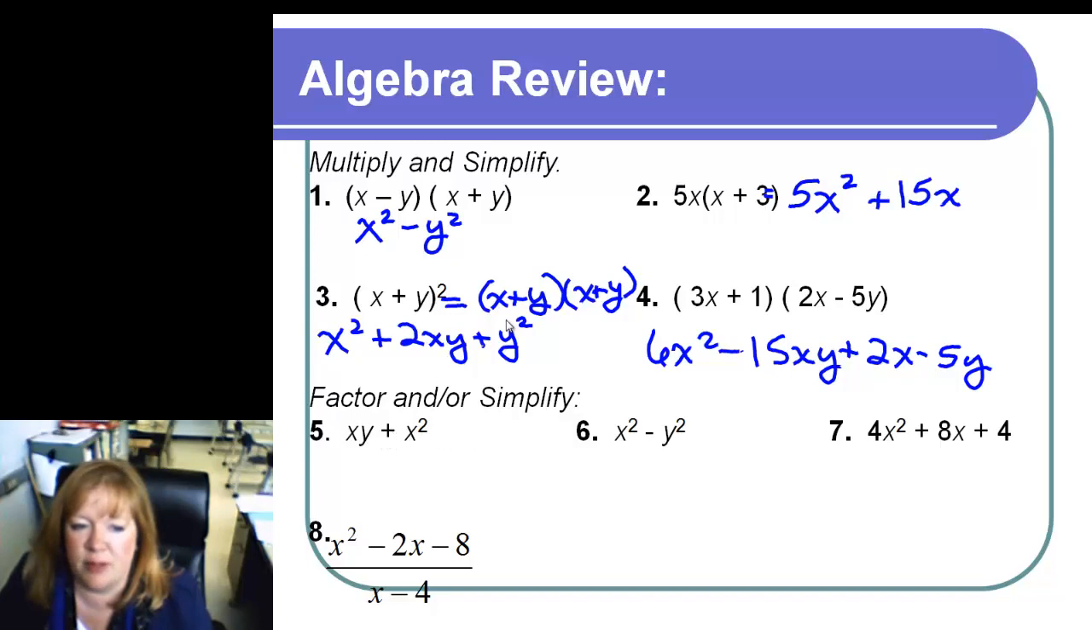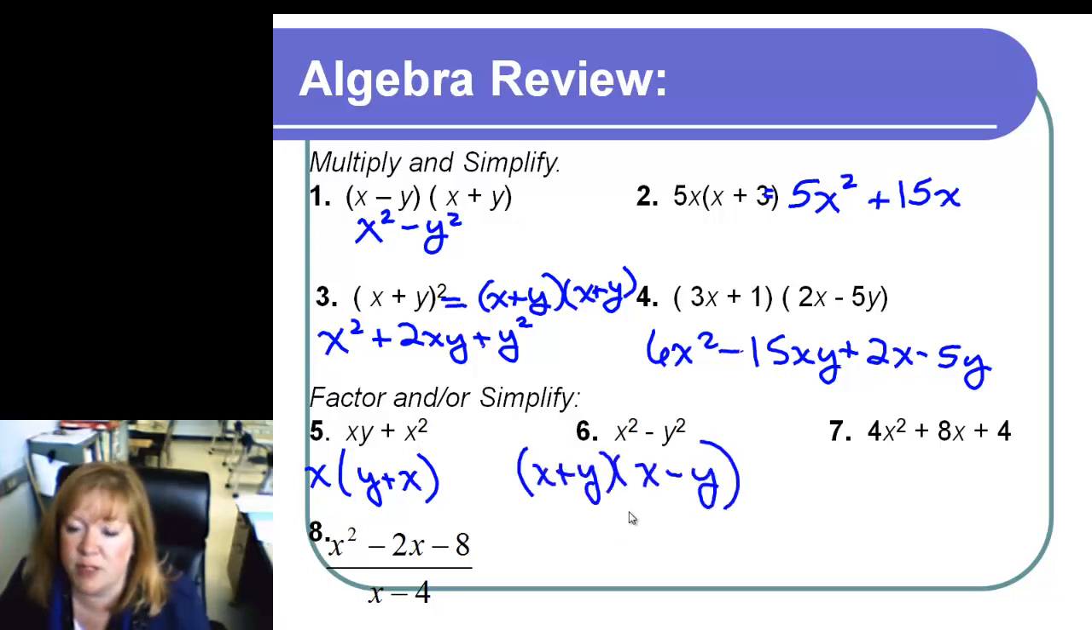Factor and simplify. Once you've learned how to multiply in algebra, they have you go backwards, and you say, okay, xy plus x squared has a common factor of x. So I take x and open the parenthesis, and then I say x times what would give me xy? That's going to be a y. X times what gives me x squared? That's an x. X squared minus y squared, that's the reverse of number 1. You just need to know it. X plus y times x minus y.